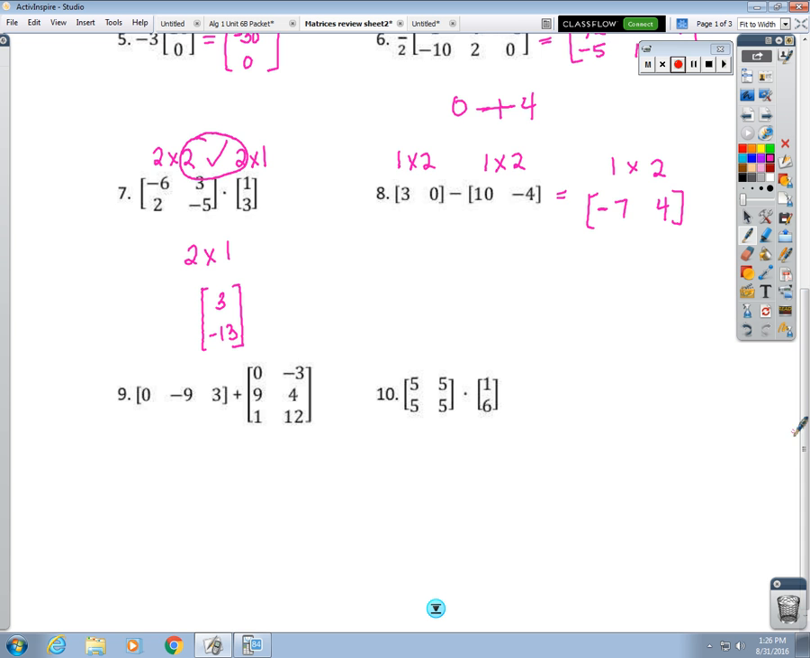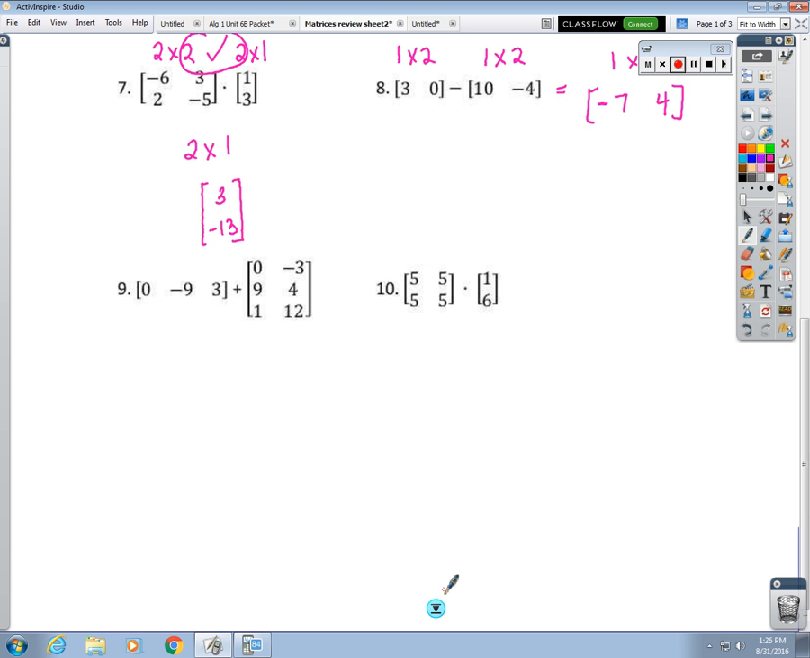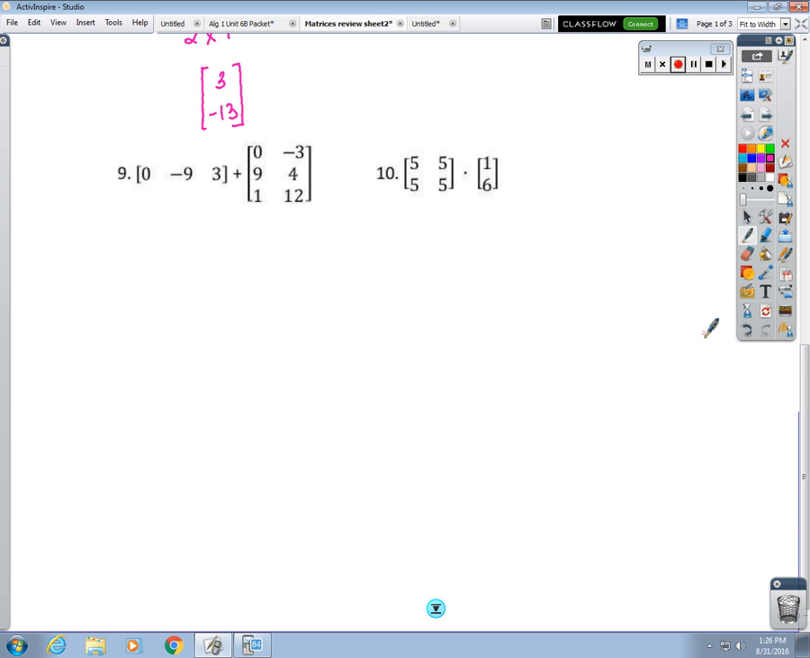Okay, number 9. What is number 9 wanting you to do? Add them. Can they be added? No, why not? Because it's undefined. It is undefined because this one is a 1 by 3. Remember, it's a row matrix, and this one is a 3 by 2. So you can't add them, or you couldn't subtract them. Could you have multiplied them? Yes. You could have multiplied these and you would have got a 1 by 2 as your answer. But you can't add them, so it's undefined.